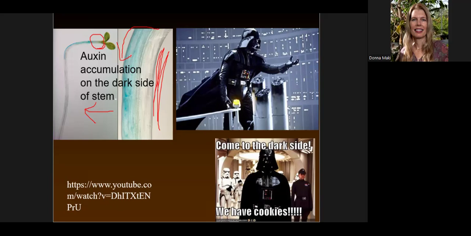Now, if it had light uniformly around it, it wouldn't do that. The auxin would just course down the stem symmetrically. But here it's an asymmetrical auxin stimulation, and auxin, as we know, causes cell growth. And so it moves over to the dark side.